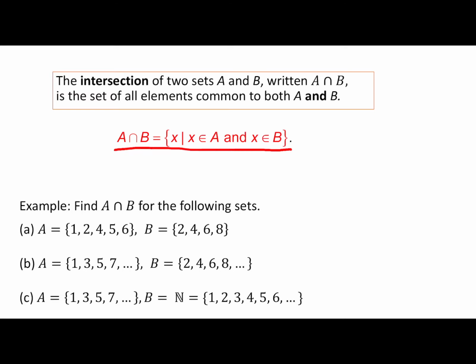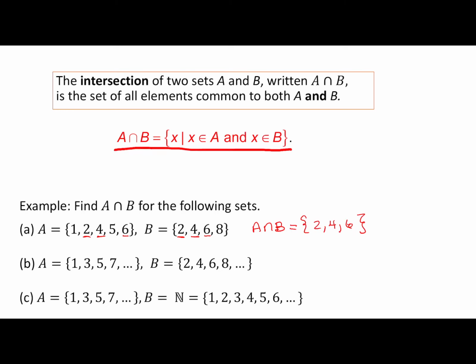So let's try doing that for some examples, okay? So our first set, A is the set consisting of 1, 2, 4, 5, and 6. And B is the set containing 2, 4, 6, and 8. So I want to know what elements are in A and B. So they both have a 2. So I'm going to put 2 in my intersection. They both have 4. So 4 goes in my intersection, and they both have 6. So 6 goes in my intersection, and that's it. The other elements are only in one of the sets, not in both.